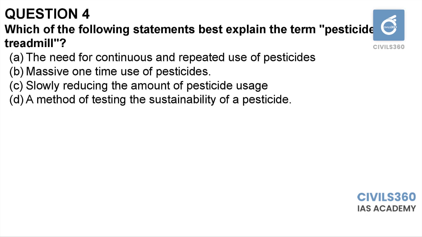It is actually a term that indicates a situation in which it becomes necessary for a farmer to continue using pesticides because the crops will become accustomed to it and the land will lose its fertility, so that there is no way out of not using the pesticides. Therefore, the answer is A, need for continuous and repeated use of pesticides.